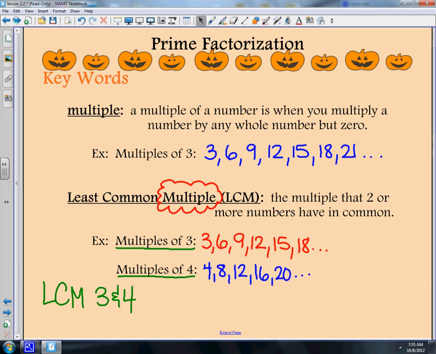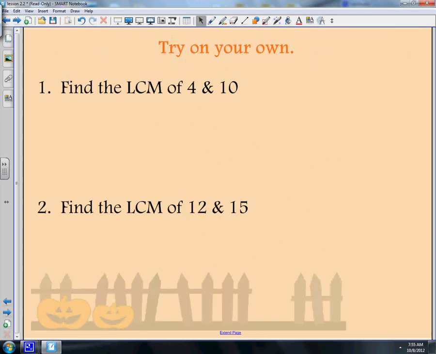And then they want the least common multiple. So what's the first number that they have in common? And that is 12. So the LCM of 3 and 4 equals 12. That's how you'd find the answer to that. The LCM of 3 and 4 is 12. So try these on your own. Find the LCM of 4 and 10, and find the LCM of 12 and 15. Push pause and then come back and we'll go over them.